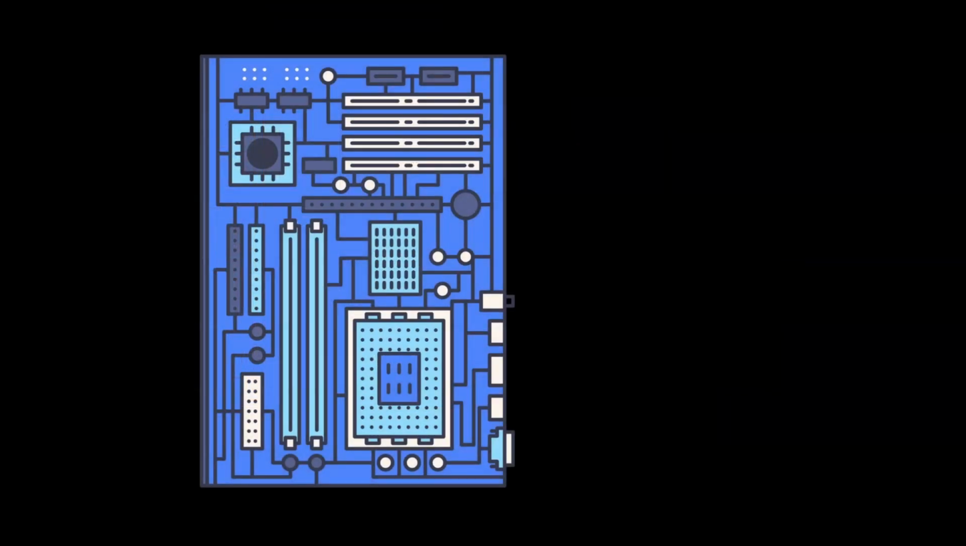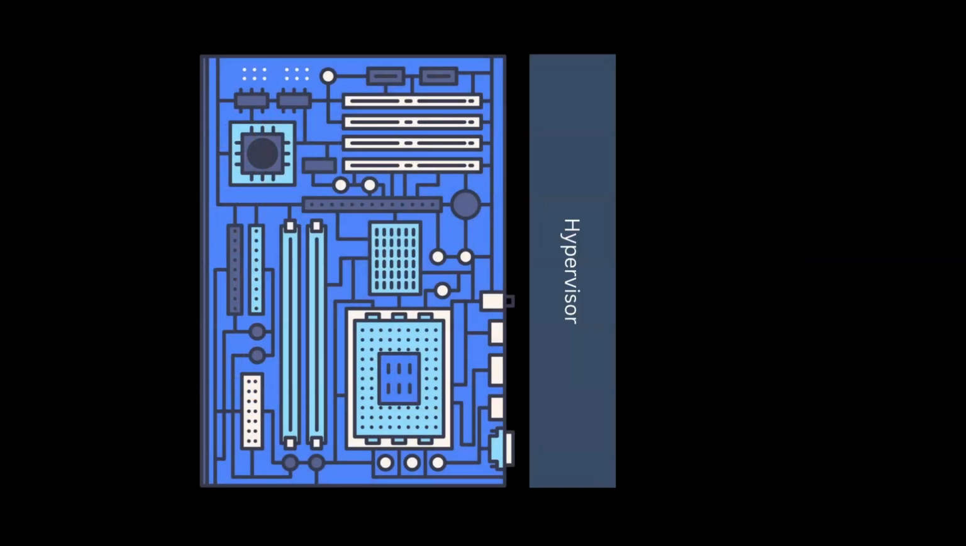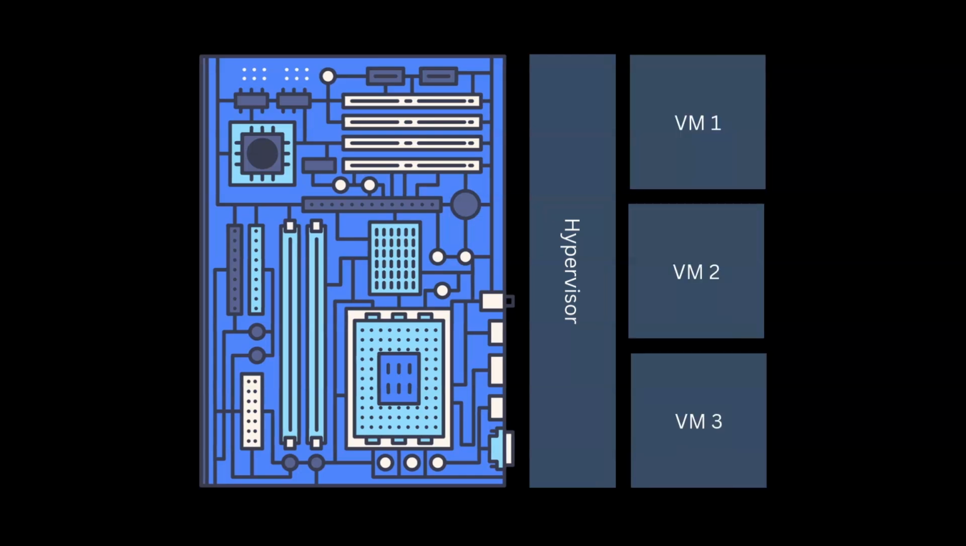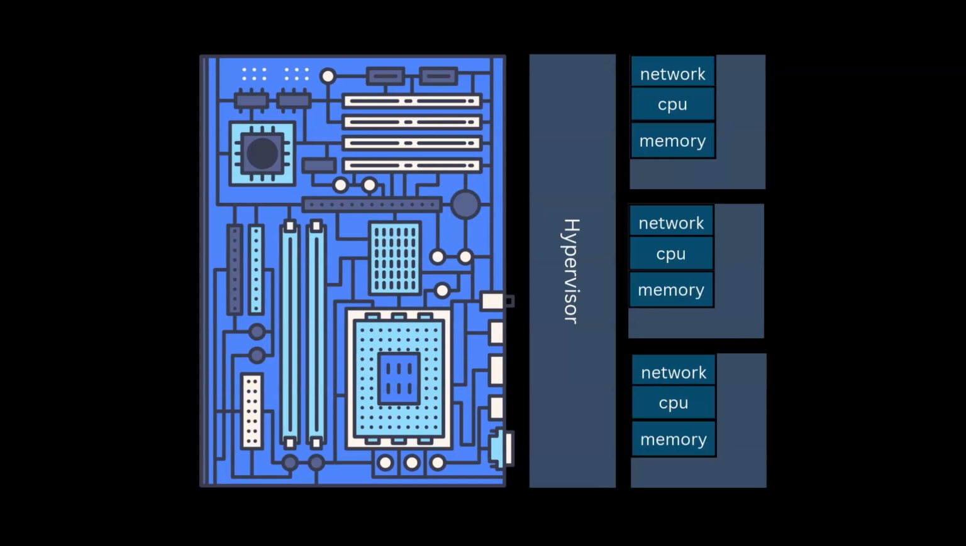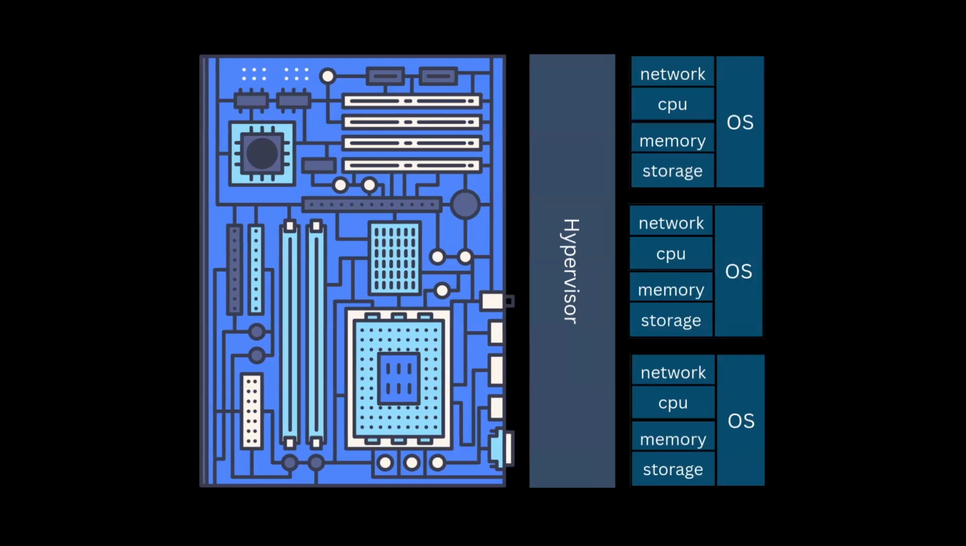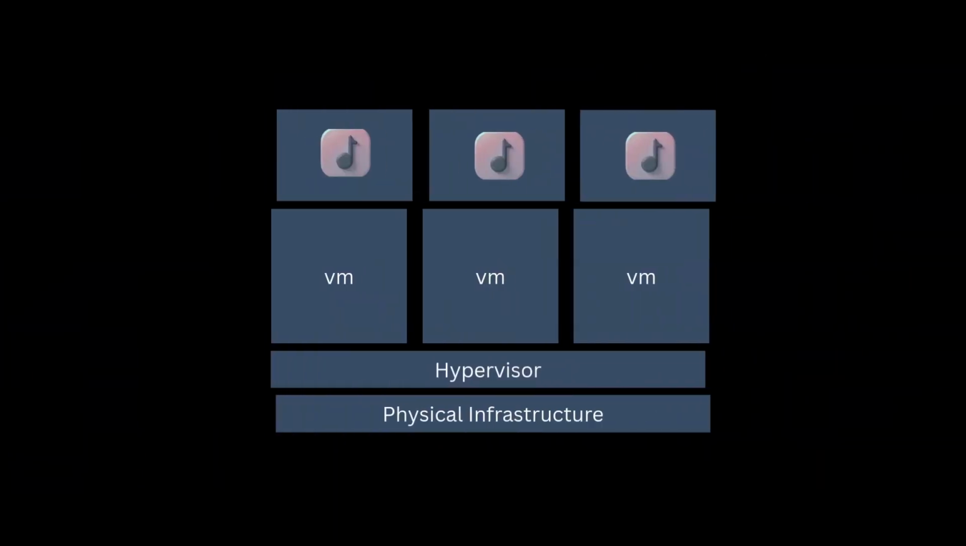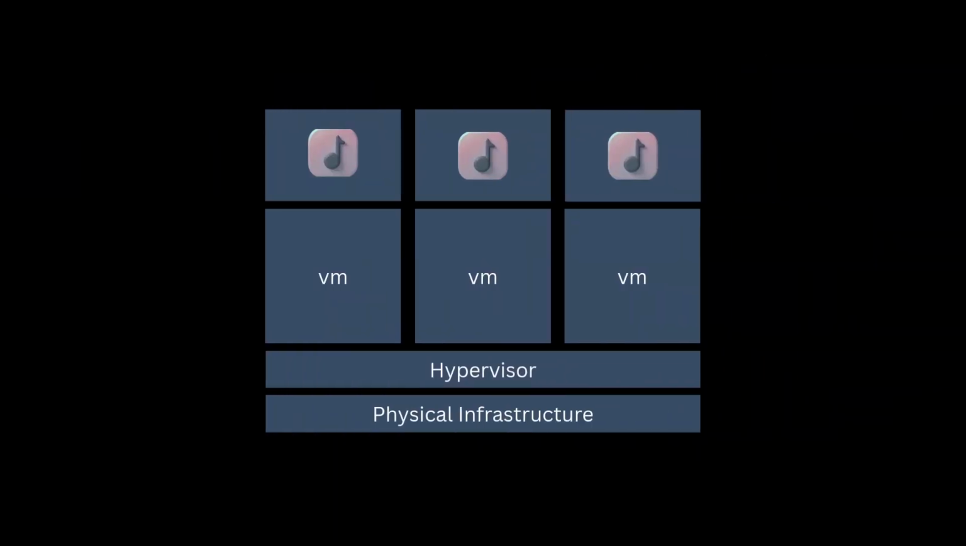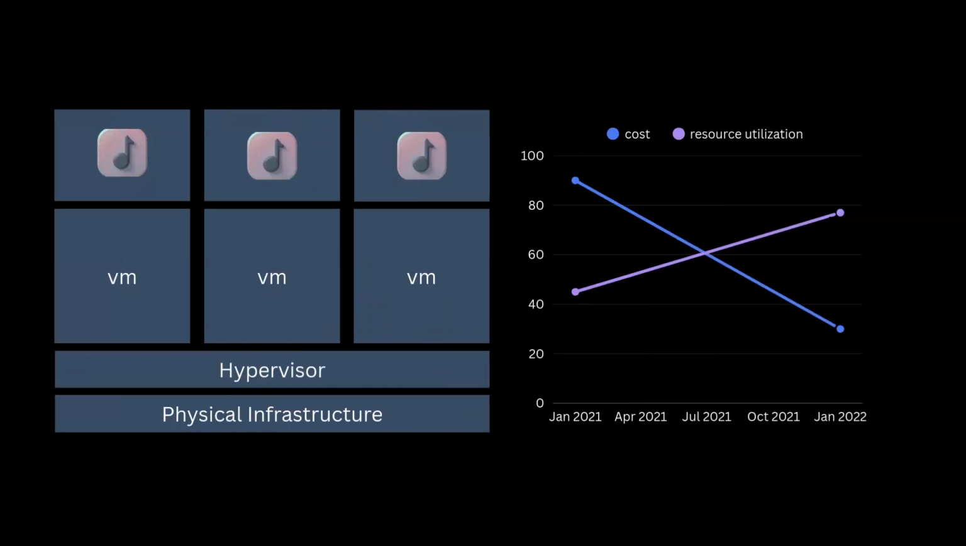On a powerful physical server, you install a hypervisor that allows one physical machine to host multiple virtual machines. Each VM has its own network, CPU, memory, storage, and its own operating system, providing strong hardware-level isolation. Now, multiple applications can run on the same physical server, significantly improving resource utilization and reducing infrastructure cost.